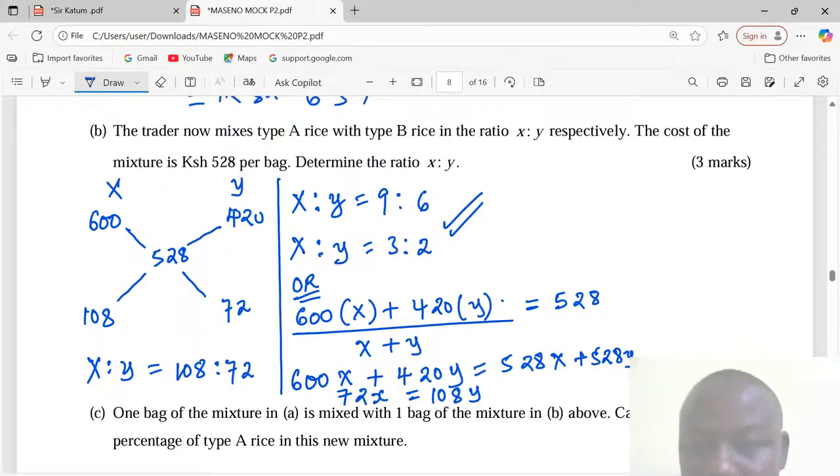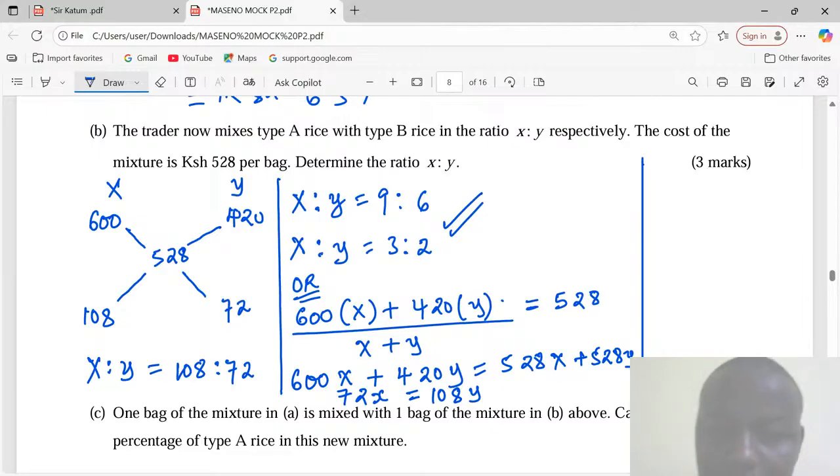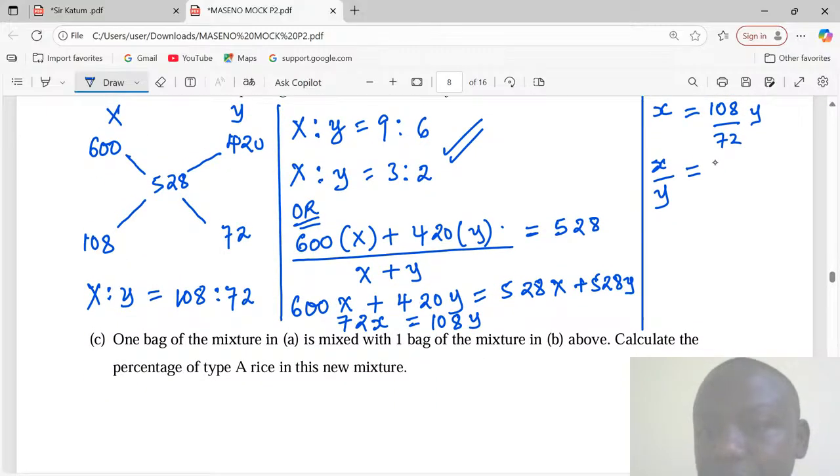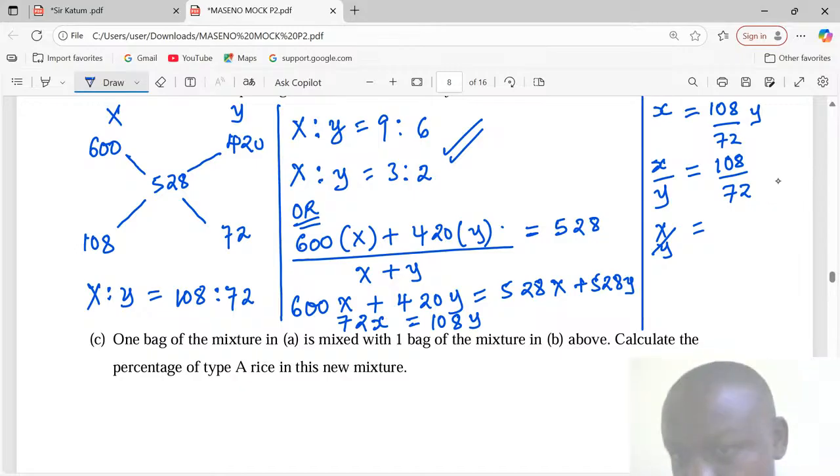So at this point now, we can group terms in this manner, such that we remain with X there. We have to take 72 to this side. Remember, there is still Y there. Then X, for it to be divided by Y here, we're supposed to divide by Y through. So that now we remain with 108 and 72 at this point. If X over Y equals 108 over 72, we can take the simplest ratio at that point now.